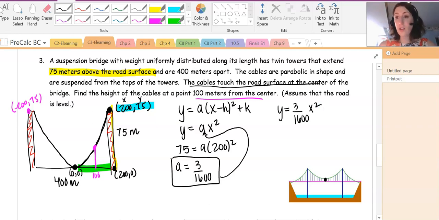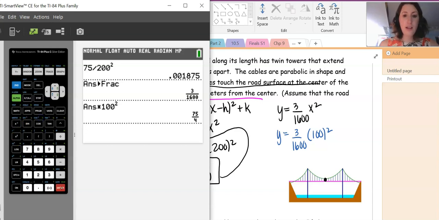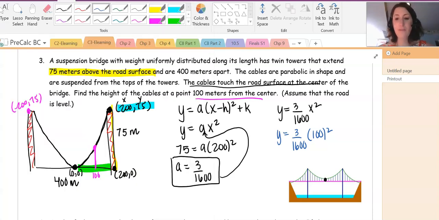Okay, so let's look at again what the question is. We want to find the height of the cables at a point 100 meters from the center. So that 100, what is that representing? It should be your x. So what we're just going to do is plug our 100 in for x, and then we should be able to evaluate to find our y, or our height. So 3 over 1600 times 100 squared, and we get 75/4, which is just 18.75. And that is meters, I believe.